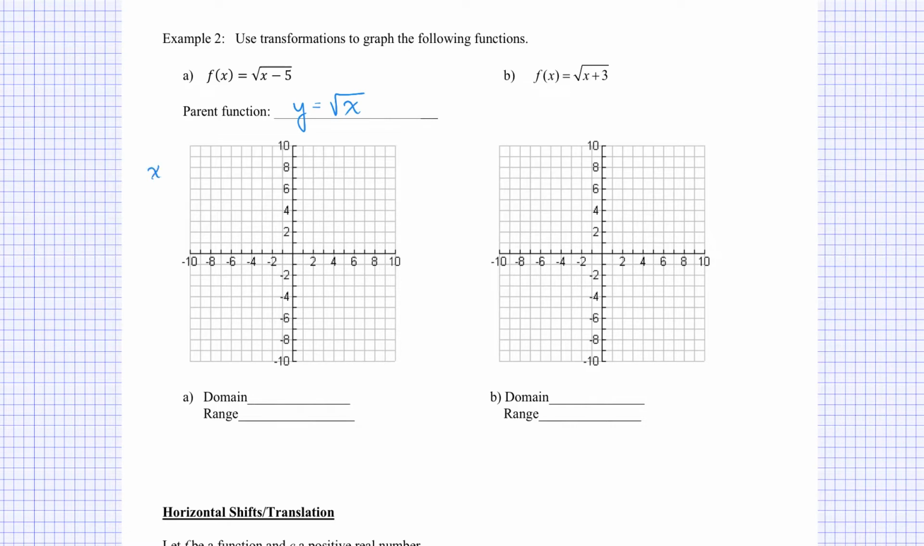And of course, if I made a t-chart for that, it would look like 0, 1, 4, 9, because I want numbers that have nice integer square roots, right? The square root of 0 is 0, the square root of 1 is 1, the square root of 4 is 2, and the square root of 9 is 3. So 0, 0, 1, 1, 4, 2, 9, 3. You can sketch that in. Same thing over here, 0, 0, 1, 1, 4, 2, 9, 3. You can sketch that in.